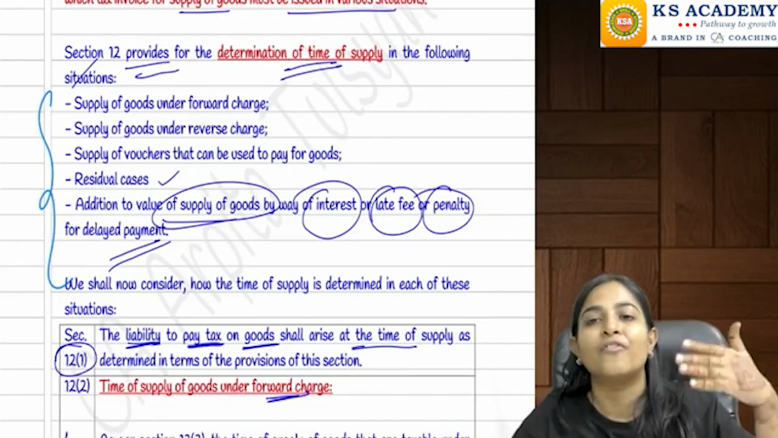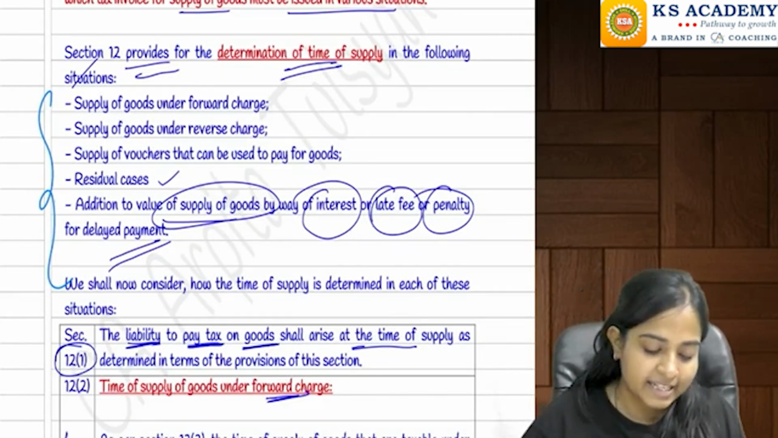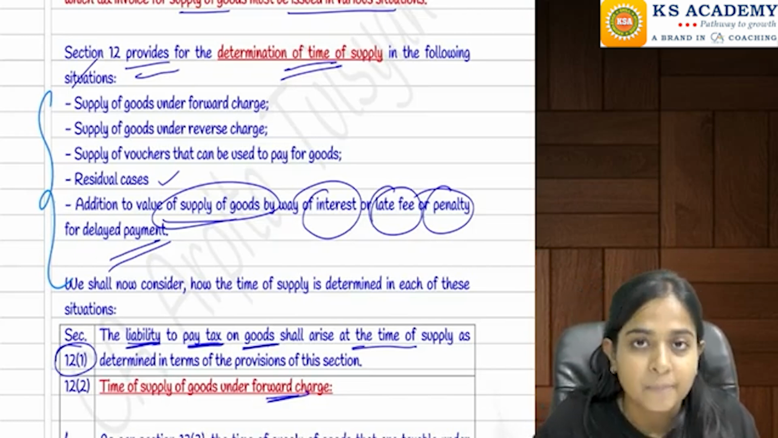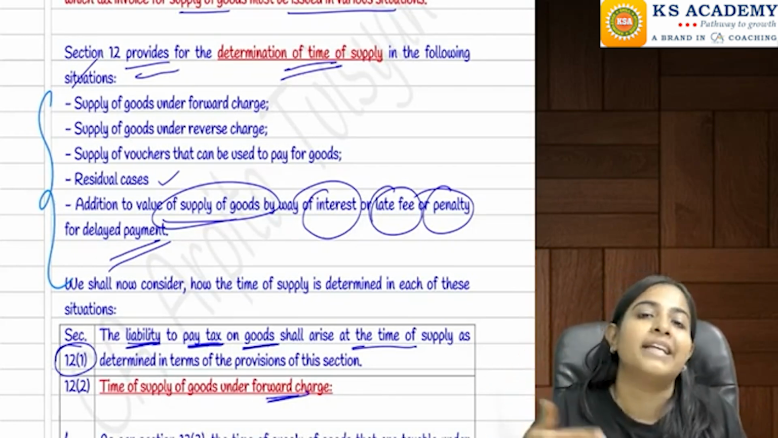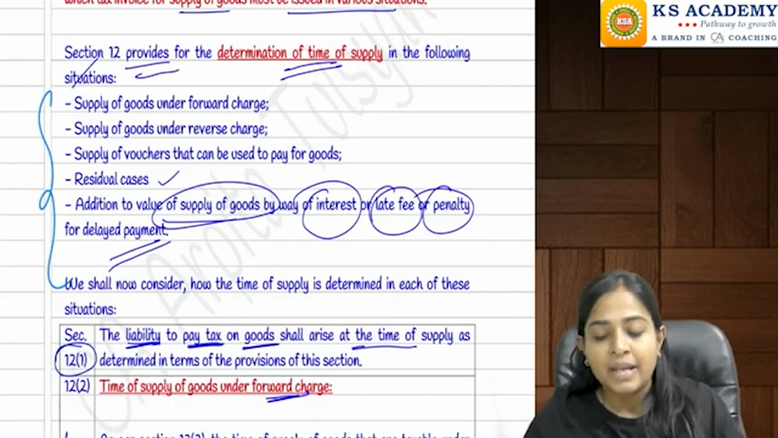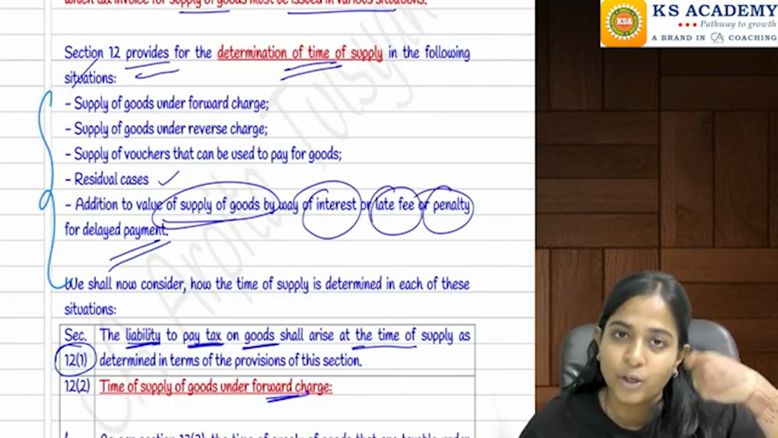That is, if you are not able to find out the time of supply in all the above cases, then we have to go as per the residuary cases. And the last one is whenever there is an addition to the value of goods on account of interest, penalty, late fees, etc., then in that case, what will be the time of supply for that? These are the 5 cases that we are going to consider.